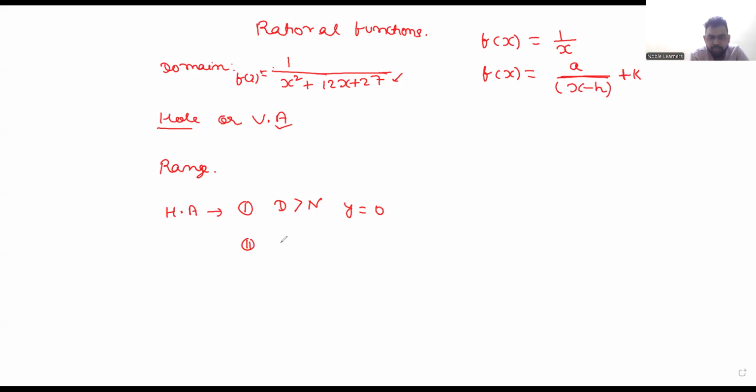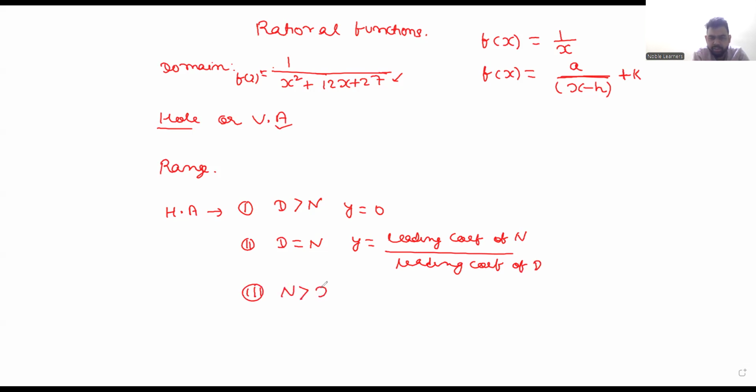If the degrees of the denominator and numerator are both the same, then your asymptote is the leading coefficient of the numerator upon the leading coefficient of the denominator, right? This is how you have to do it. And when the degree of the numerator is greater than the denominator, then there is no horizontal asymptote. Get my point? No problem. So this is what we talked about.